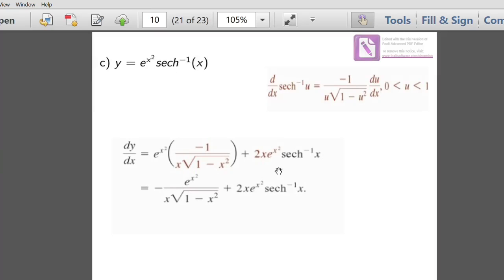of x squared, plus the derivative of exponential of x squared, which will be exponential of x squared multiplied by the derivative of x squared, which is 2x. Then we multiply by the inverse of hyperbolic sec of x. And this is just a simplification of your evaluation.